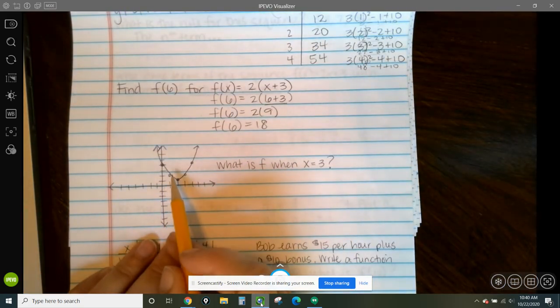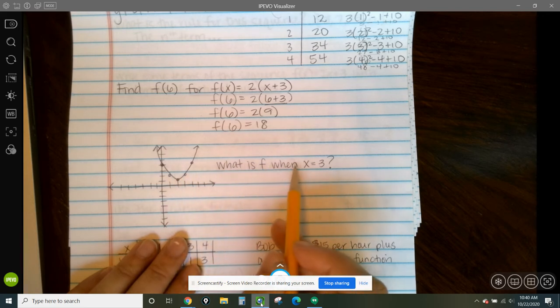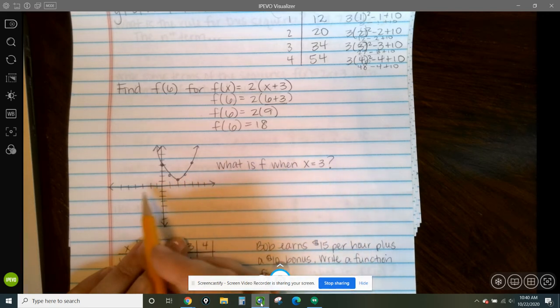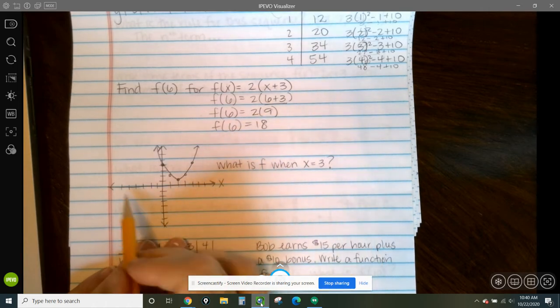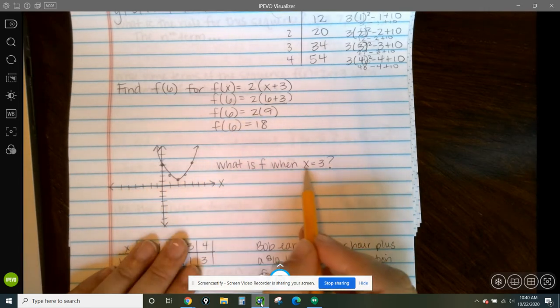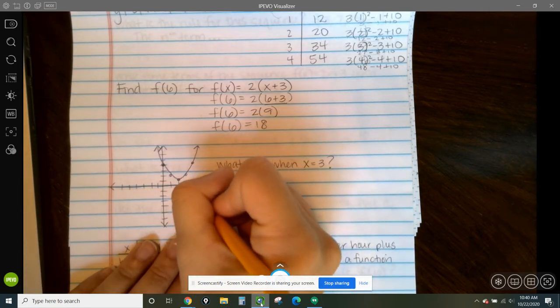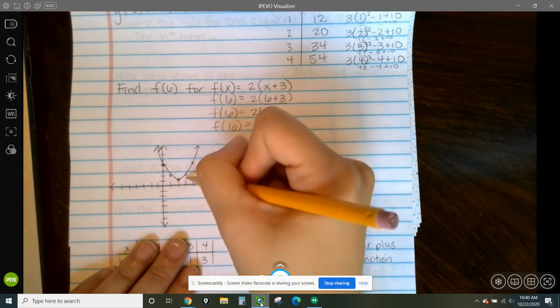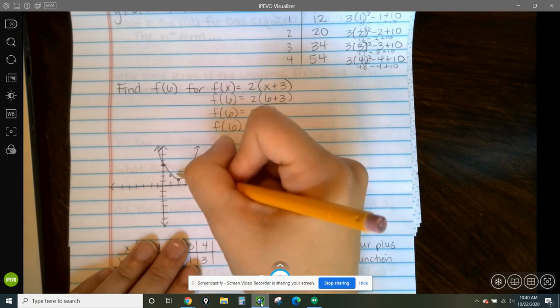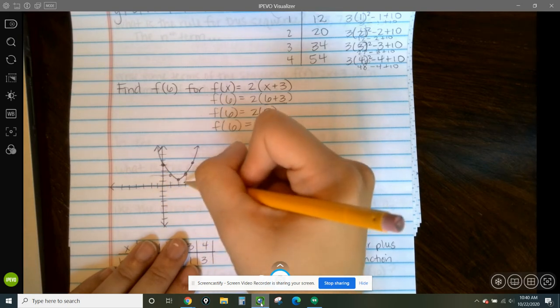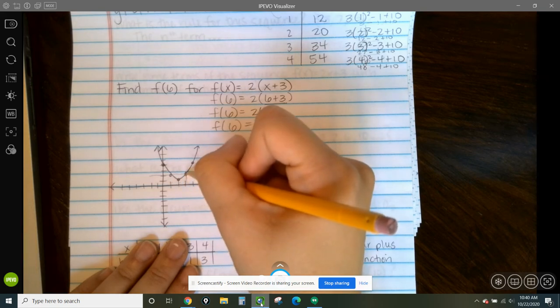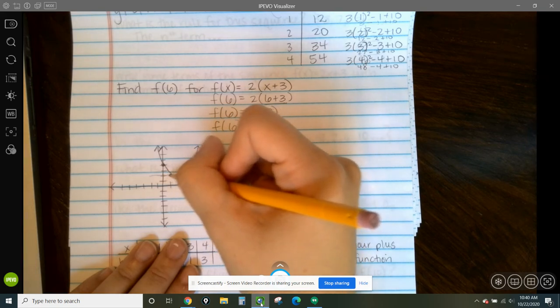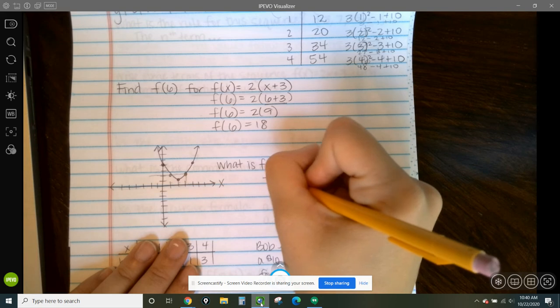Okay, what if they give you a graph and they say, what is f when x equals 3? So we have to remember that this is our x-axis, this one right here. So if x equals 3, I'm going to go over to 3 on the x-axis. 1, 2, 3. And I'm going to see what is that y value, my output. My output looks like 2. So when I went over to 3, I found that on my graph, that was at 2. So I would say f equals 2.